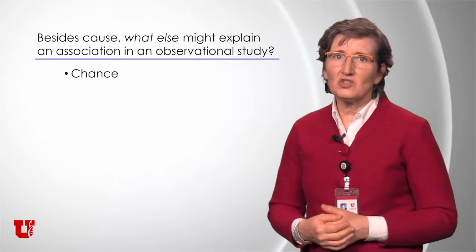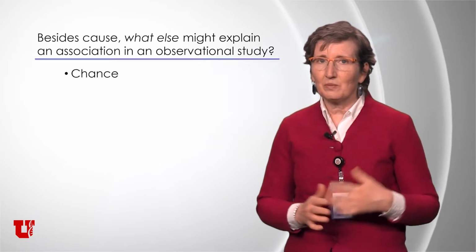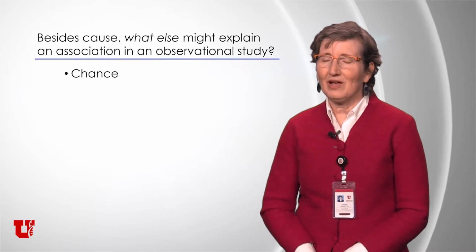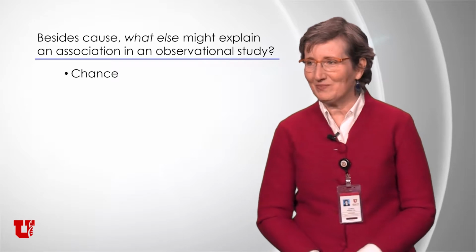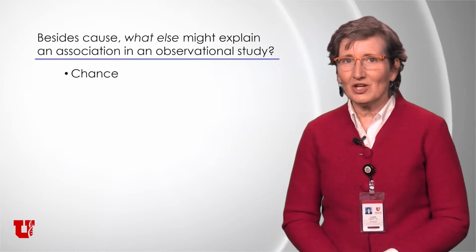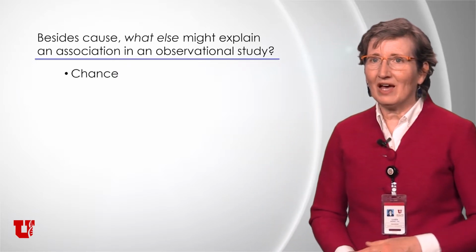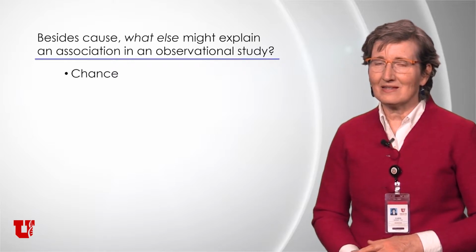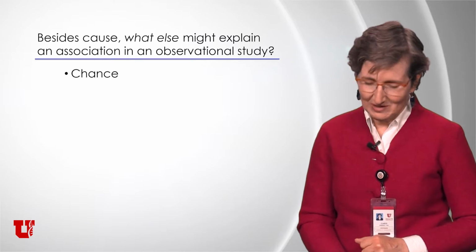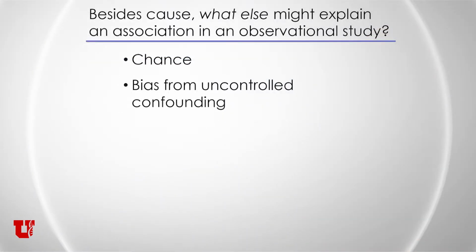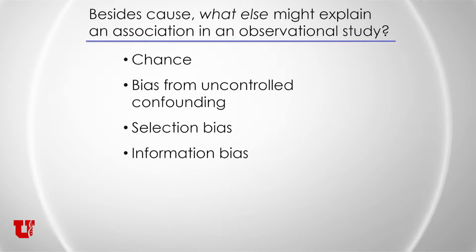So the first one is chance, and in our master's program, you'll have plenty of statistical classes, and those will go more into the role of chance in research, but you want to have adequate study power and sample size to reduce the role of chance in your results. You want to be able to say that bias from uncontrolled confounding is not a possible explanation for your results. Selection bias and information bias.